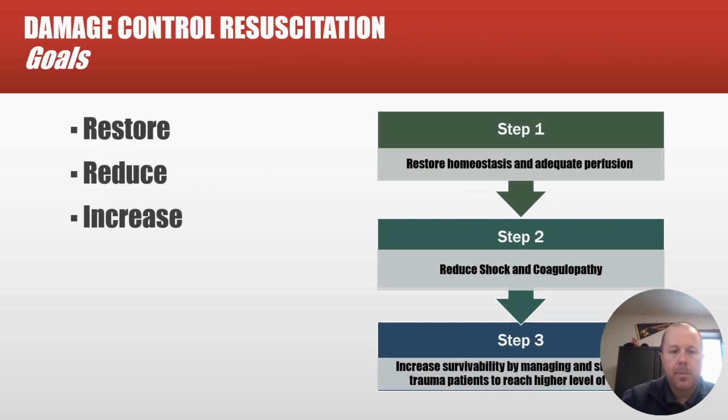Okay, so our goals of damage control resuscitation. First, what we want to do is restore your homeostasis and adequate perfusion. When people have severe trauma and blood loss, they're very hypoxic. They're not getting oxygen to any of the tissues, which could be your leading cause of death. So if you're not restoring that normal balance and getting back to homeostasis, then that right there is one of the leading causes of death after severe trauma.